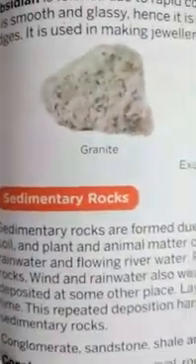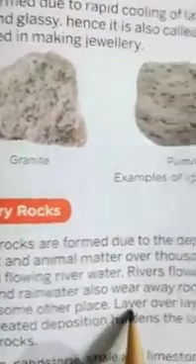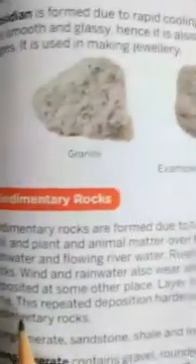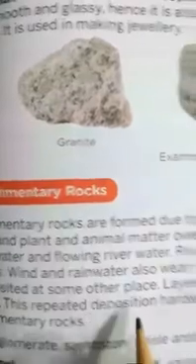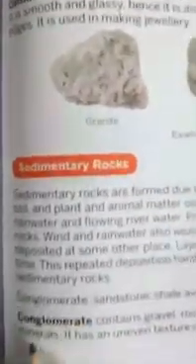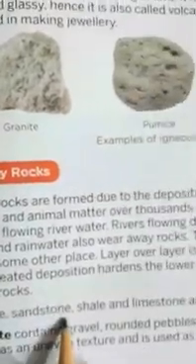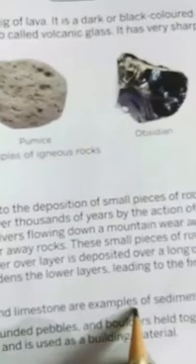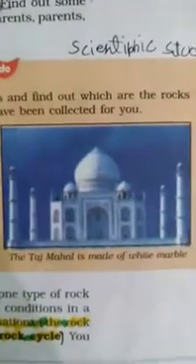These small pieces of rocks are deposited at some other place. Layer over layer is deposited over a long period of time. This repeated deposition hardens the lower layers, leading to the formation of sedimentary rocks. Conglomerate, sandstone, shale, and limestone are examples of sedimentary rocks. Look at this picture. The Red Fort is made up of red stone. The Taj Mahal is made up of white marble.